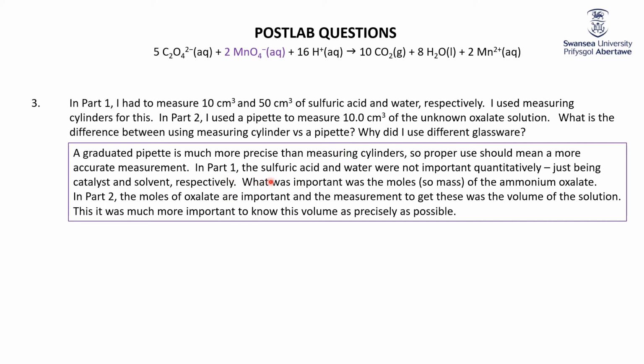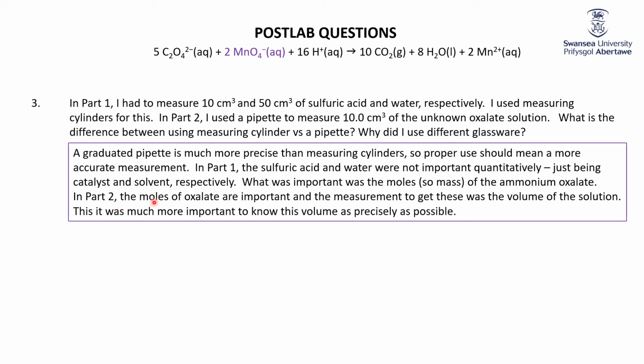In part 1, we didn't really care whether it was, for example, 10, 9, 11, whatever of sulfuric acid, 48, 49, 52, and so on of the water, because this was just for catalysis purposes and a solvent. But what was absolutely important in part 1 was the mass of the ammonium oxalate, so I could get the moles. And of course the mass I did measure out nice and precisely on a 4 decimal place balance.